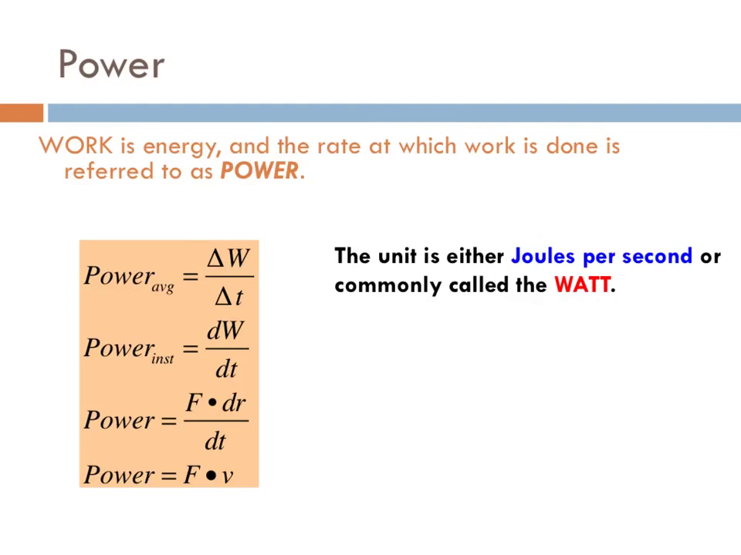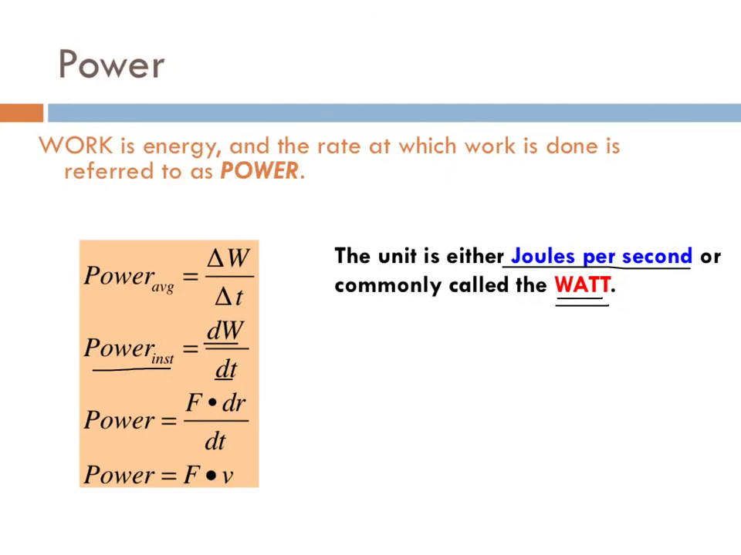And our last little topic under this video is power. Now, work is energy, and the rate at which work is done is referred to as power. Power is in units of joules per second, because work is in units of joules and time is in units of seconds, and this is called a watt. Now, when you talk about average power, you're talking about a change in work over a change in time. When you're talking about instantaneous power, then you want to talk about the derivative of work with respect to time.